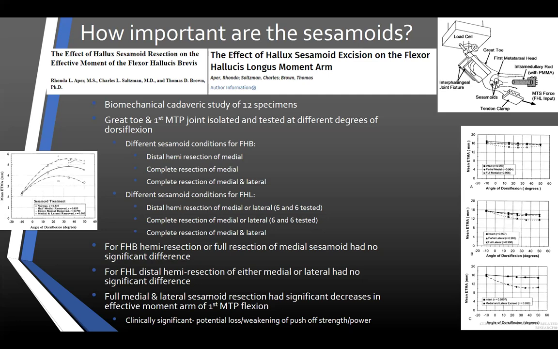And then for the test, they hooked it up to this apparatus with a clamp and a load cell, and they wanted to see how much force you needed to generate through the tendon to resist the flexion effect of the tendon. And they tested these at different degrees of dorsiflexion. What they found at the end was that there was not a significant change in the force needed if you had a distal hemiresection of the medial or lateral sesamoid in either tendon.